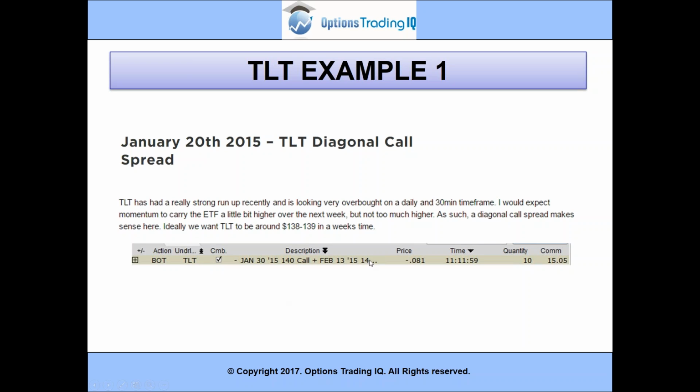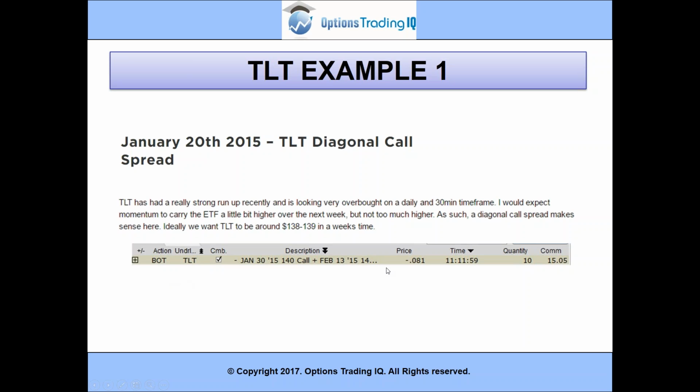So, didn't get a great screen capture here, but I sold the 140s January 30, so I've gone out 10 days, so perfect. Gone back 2 weeks to Feb 13th, and I've sold the 145s. Can't see it there, but you'll see it on the next screen.